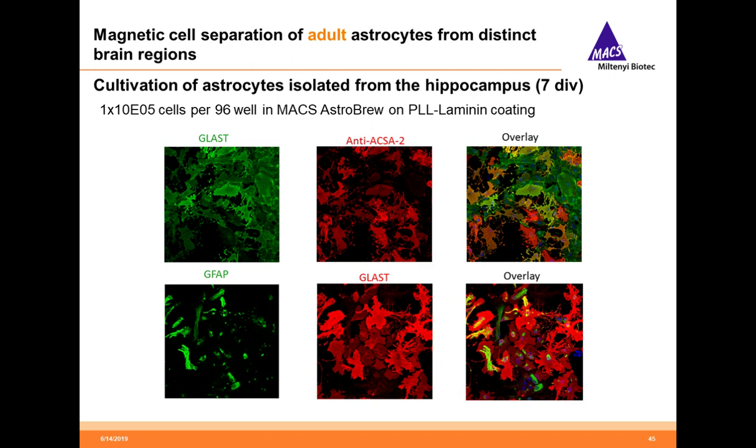And the cells can also be cultivated. Here they were plated again in AstroMACS medium on PLL laminin coating. In the upper row, you see the cultivated astrocytes that were isolated from the hippocampus and co-stained for GLAST and the AXA2. And here you see a nice expression of both markers. Again, you see that the cells have different expression levels for those markers. And in the lower row, you see staining for GFAP and GLAST. Here it becomes again obvious that the GLAST nicely detects all the astrocytes. Here you nicely see the astrocyte morphology, whereas the GFAP does not stain all the astrocytes.